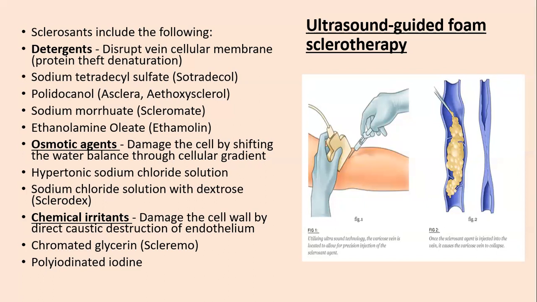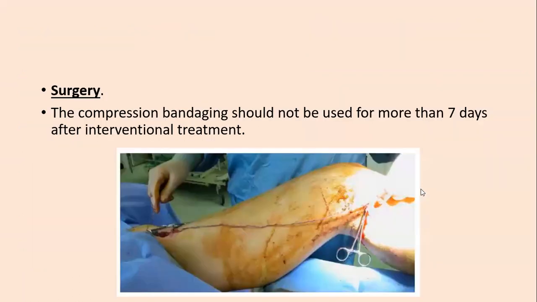The osmotic agents include hypertonic sodium chloride, hypertonic saline solution, then sodium chloride solution with dextrose, which is called Sclerodex. Chemical irritants may be used like chromated glycerin and povidone iodine. So the ultrasound guided sclerosant foam is injected, which ultimately occludes the vein. Then finally, surgery to remove these dilated veins.